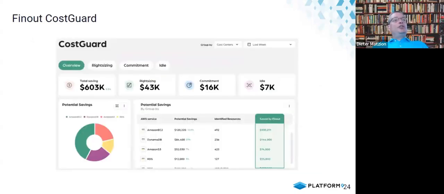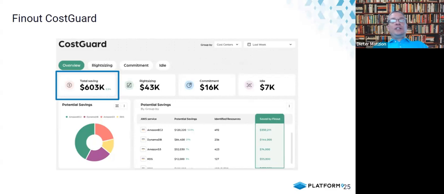Okay, let's move on to FinOut, the cost guard tool. From a look and feel, it looks modern. It almost looks like it might work on a phone or a tablet, so that's great. Let's walk through the individual components here. We have the total savings of 603,000. That's great. And then to the right, we see the breakdown of right sizing, commitments, and idle instances.